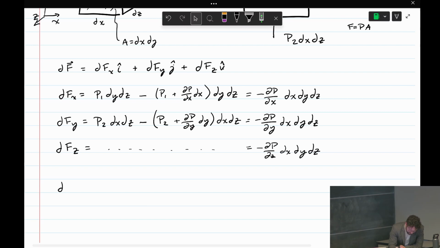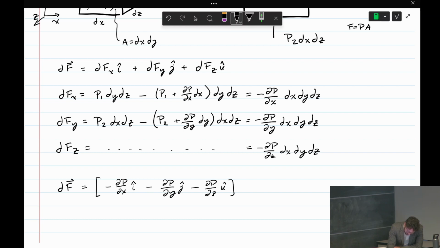Now we can assemble our differential force vector. So it's negative partial p by partial x i hat minus partial p by partial y j hat minus partial p by partial z k hat. All of that times dx dy dz.